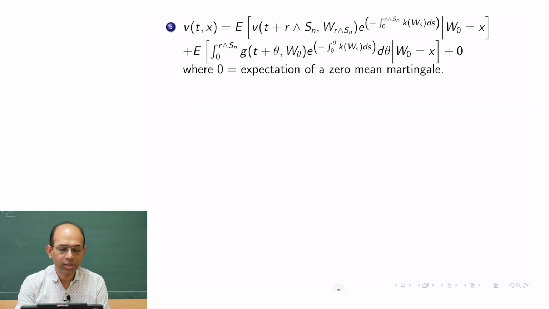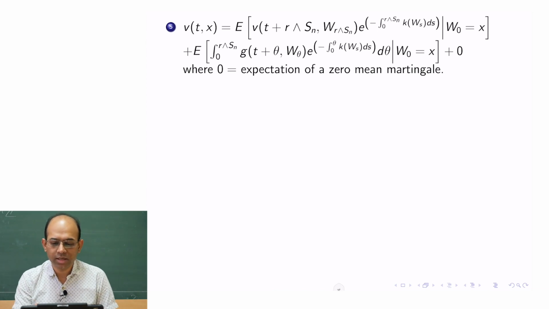Next, we get v of t comma x is equal to the expectation of v of t plus r minimum Sn comma w r minimum Sn, times e to the power of integration minus 0 to r minimum Sn of k w s ds, given w0 is equal to x, plus another expectation. So how are we getting these three terms?